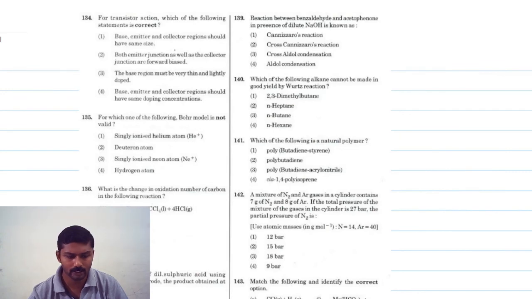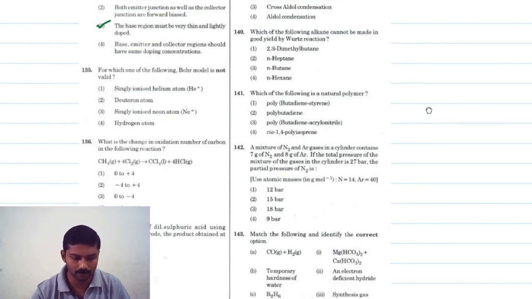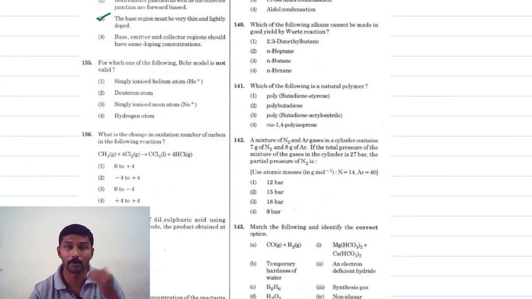Then we go to the last set of questions. 134: for a transistor action, which of the following statements is correct? If you look at it, the base region must be very thin and lightly doped, which is already said in the theory part. It has to be lightly doped, otherwise it is not going to work for transistor action. Why? Because all the majority charge carriers which reach the base have to go fast into the collector region, so it has to be thin and lightly doped.